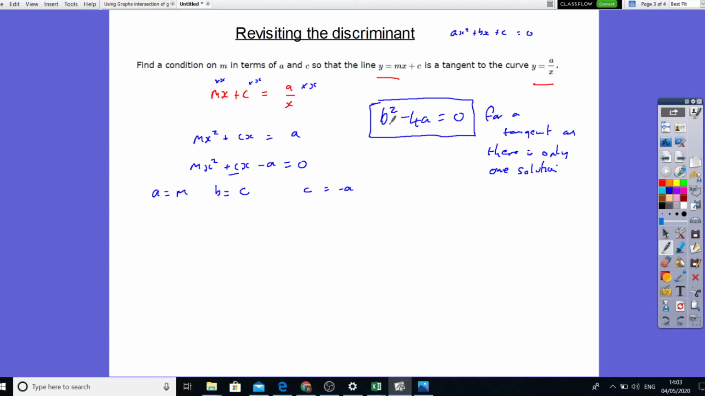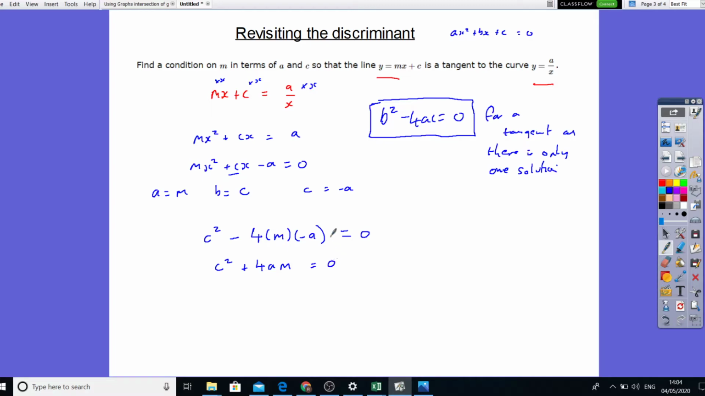So let's plug it in here. In this case, the b squared is c squared, minus 4ac, by the way. 4a in this case is 4m, and c in this case is minus a, which is going to equal 0 for the tangent. So we'll end up getting c squared. Two negatives make a positive, so we end up with 4am equals 0.